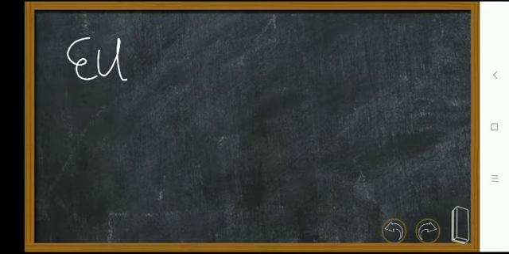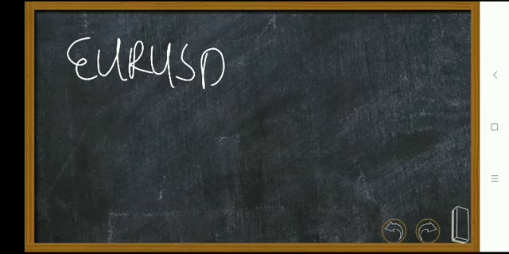Let's say it's Euro USD. This is the currency pair. Whichever method, if I may say, will tell you to buy or sell this currency pair. Let's start off with the buy.